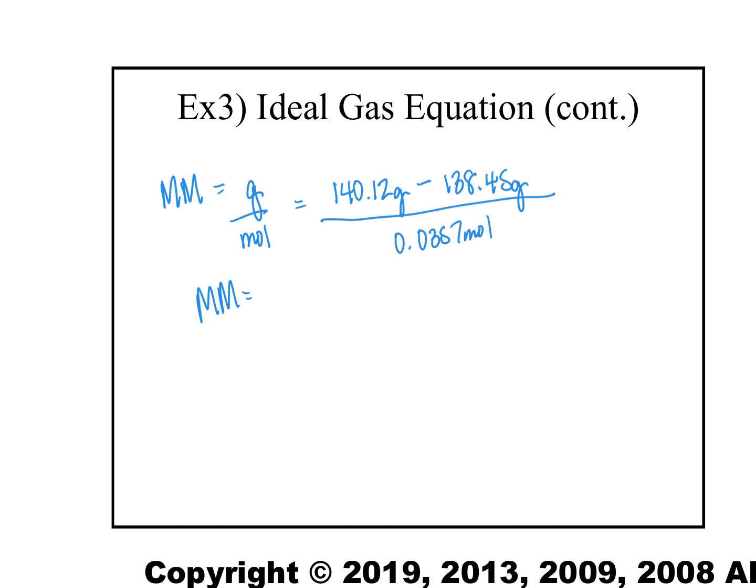So now my molar mass, if I do that subtraction, think about sig figs when you subtract. We're looking at numbers after the decimal, not total sig figs. So I need 2 digits after the decimal. So it's 1.67 grams divided by our moles. That gives us grams per mole, which is what we're looking for. So this is 46.8 grams per mole.